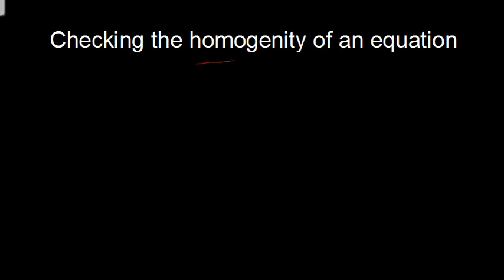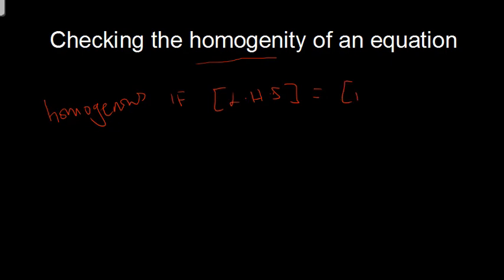Checking of the homogeneity of an equation simply means that an equation is said to be homogeneous if all the dimensions on the left hand side are the same as the dimensions on the right hand side of the equation. Then the equation is said to be homogeneous.